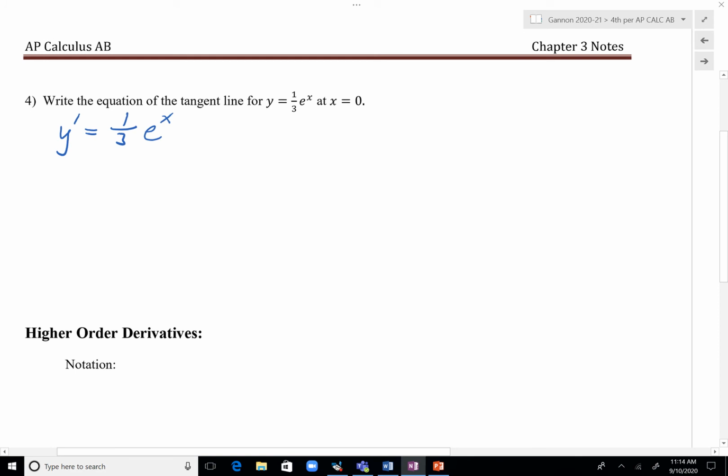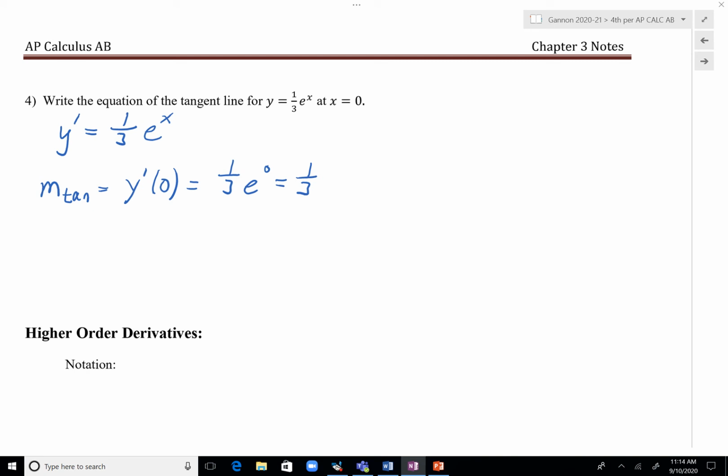From there, we're going to use that derivative to find the slope of the tangent line when x equals 0. So in this case, the slope of the tangent line is going to equal the derivative evaluated at 0, which is 1/3 e to the 0, and anything to the 0 power is 1, so we get 1/3. So now we have the slope of the tangent line being 1/3, which we found from the derivative.